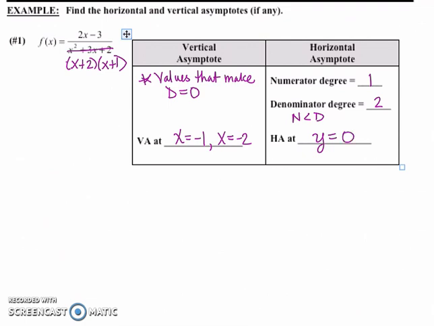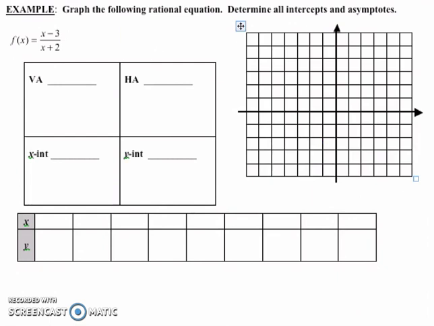So if we were graphing this, the first thing I would do is sketch in my asymptotes, and then I'd look for x-intercepts and y-intercepts, and then I'd start making a table to plot points. So that's exactly what we're going to do in the next example.